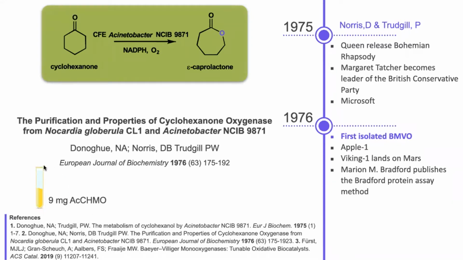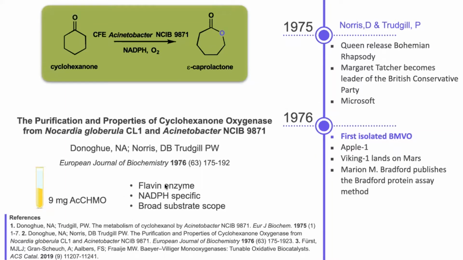They basically started from nearly 5 grams of protein from the cell-free extract, and after several purification steps, they obtained 9 milligrams of pure CHMO. With this, they immediately did some characterization studies, and they observed that this enzyme contains flavin. As they observed before, it was NADPH dependent, and it has a very broad substrate scope, which is the main feature of CHMO.